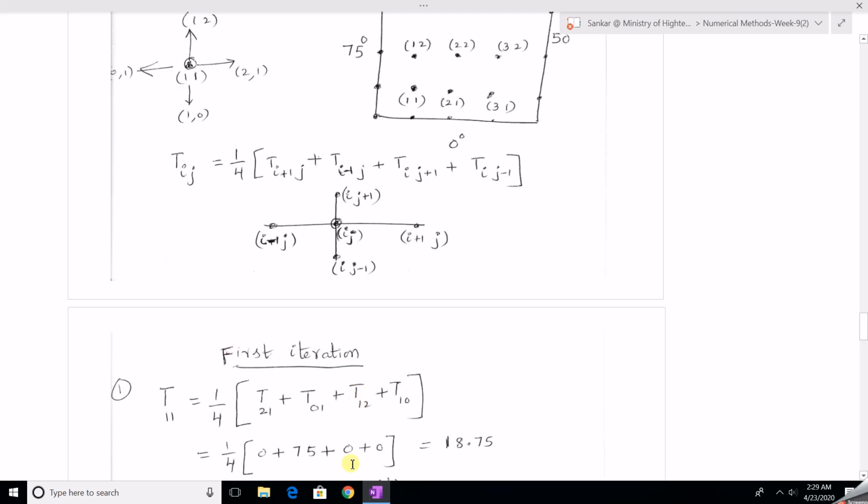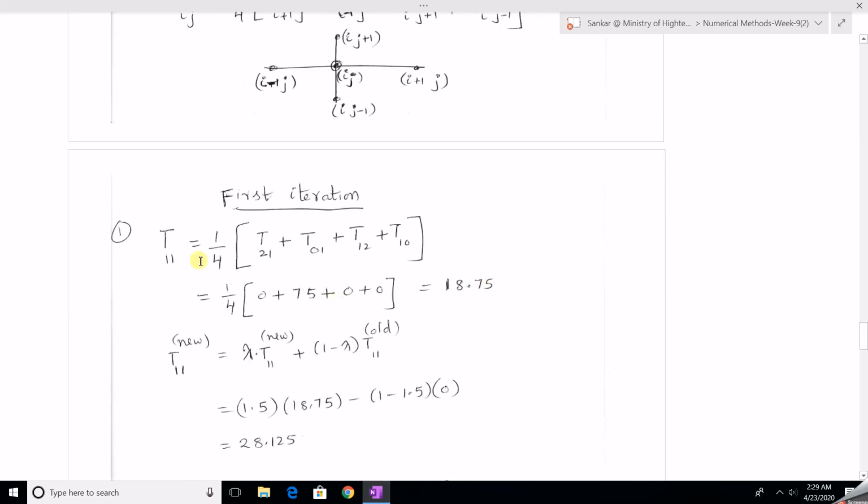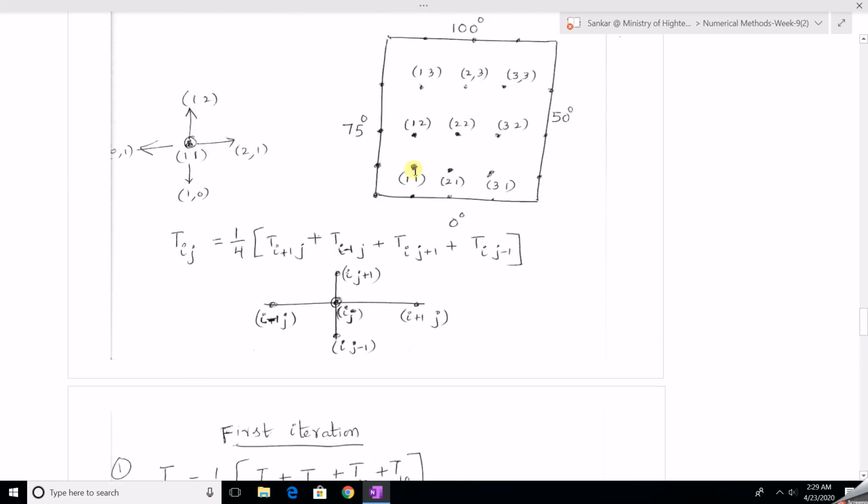Next, T12. T12 is this point, and the inside temperature is initially given as 0. Therefore T12 is 0. Plus T10. This is the point T10, and this edge of the plate is fixed at 0 degrees. Therefore T10 is also 0. If we put all these values, add them and divide by 4, it gives us 18.75. This is the temperature at the point 11. T11 is nothing but the temperature at this point 11.